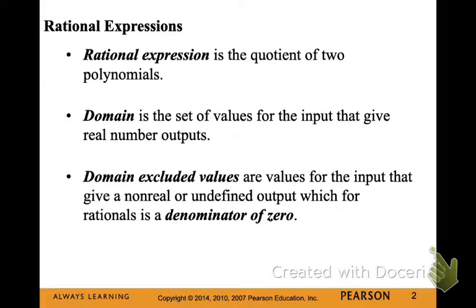A rational expression is a quotient of two polynomials. You've worked with these before in Algebra 2. When we talk about domain, this is the set of values for the input that give real number outputs. In these problems, you're going to talk about domain excluded values, and these are values for the input that would give a non-real or undefined output. For rationals, what you need to be concerned with is a denominator of 0.